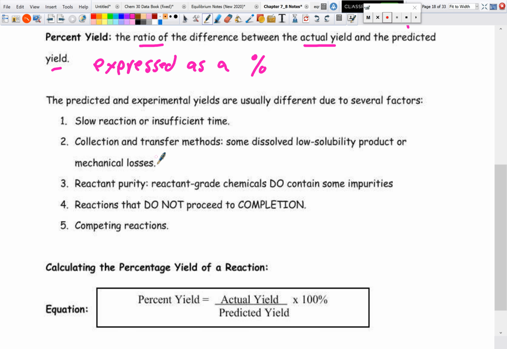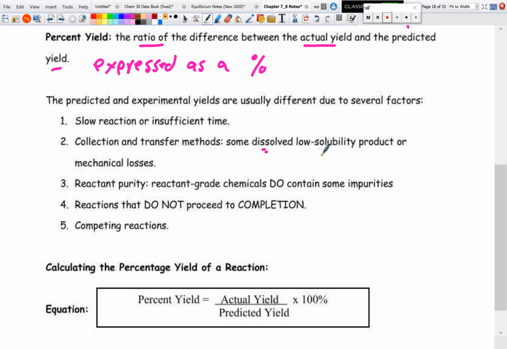So when we produce a precipitate or a solid, sometimes we can get low solubility, where the product can dissolve a little bit, or mechanical losses like stuff sticking to glassware. When we try to pour it out, it just sticks to the side of the glassware and there's no way to get it out. Or even when we're trying to transfer it and it gets stuck to a filter paper, or it gets stuck to our stirring rod, it could be anything.